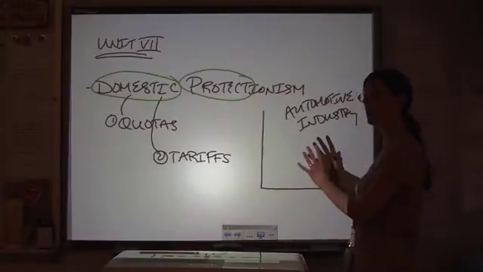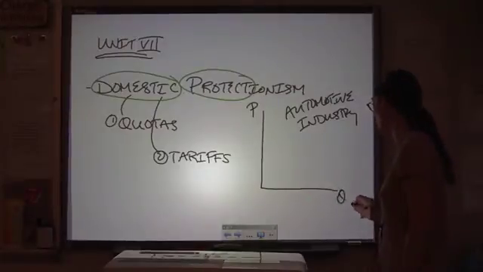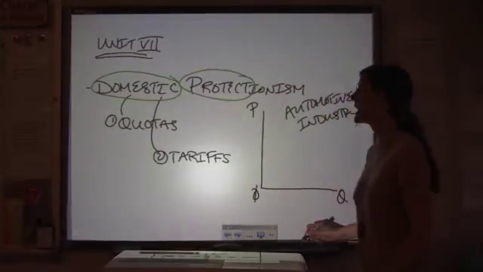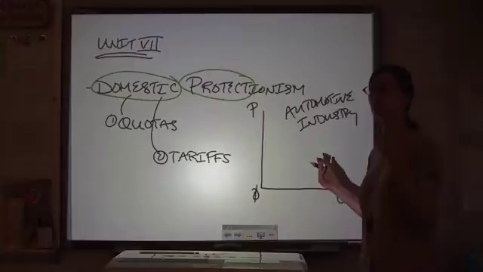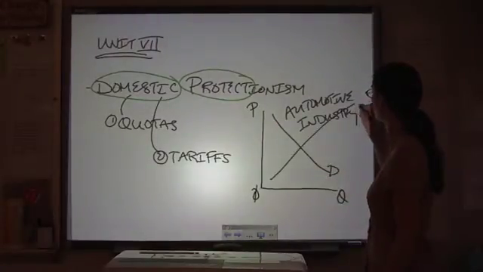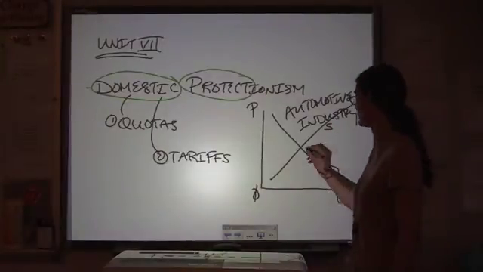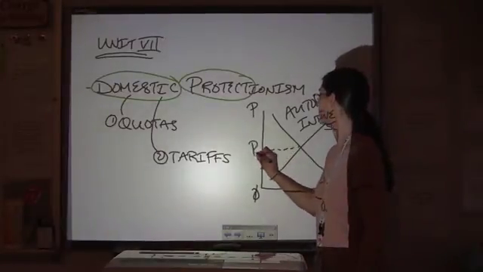If we're talking about one industry and we want to graph it, then we're going to look at price and quantity. And we can look at it in terms of just your everyday demand and supply curve. Okay? Demand and supply. Demand slopes down, supply slopes up. And here's our equilibrium.